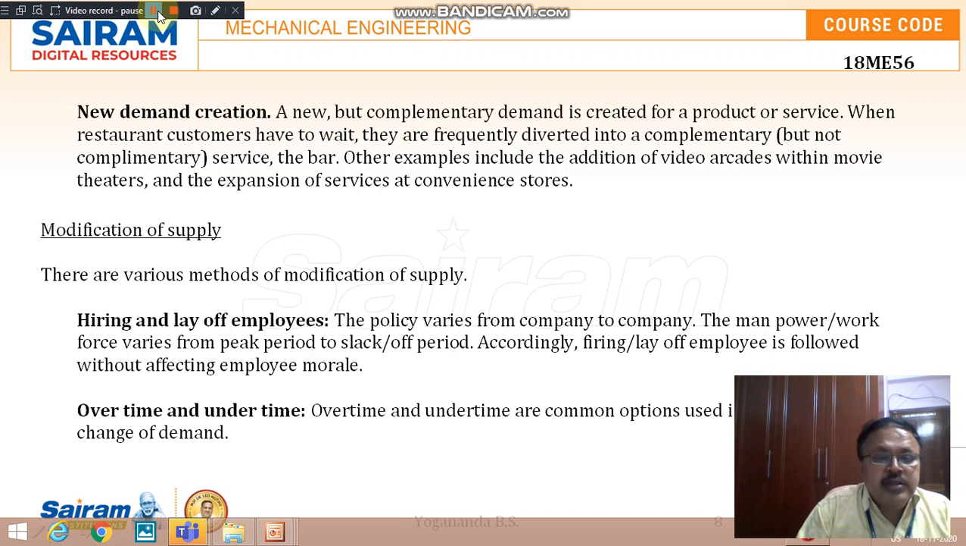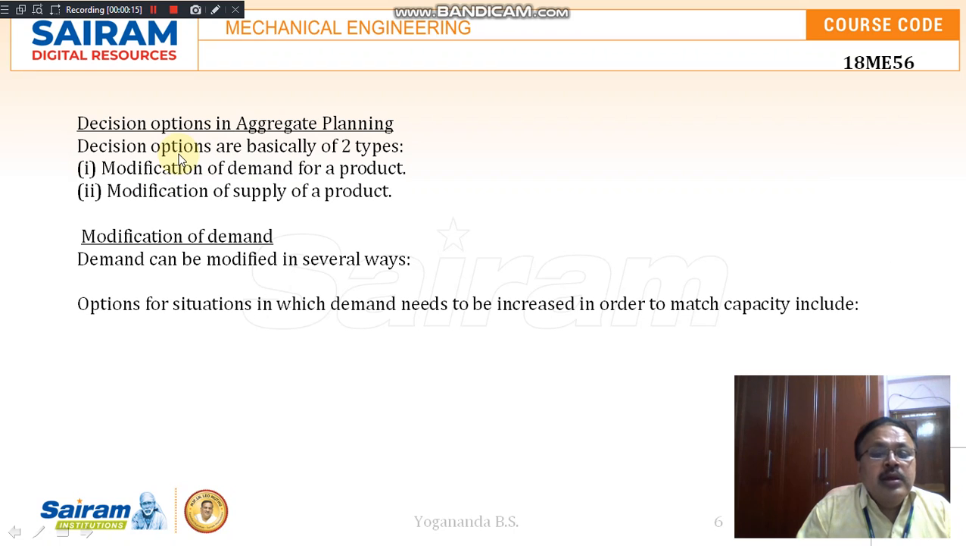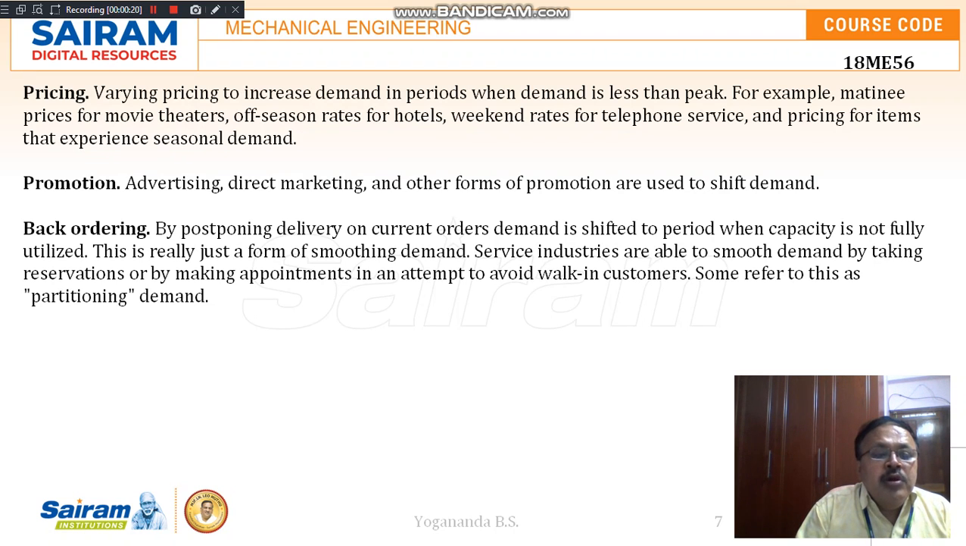Now we are discussing modification of supply in aggregate planning. In the earlier class, we have seen the modification of demand in aggregate planning. When the demand is reduced, we go for various strategies like reducing the price tag of the product.